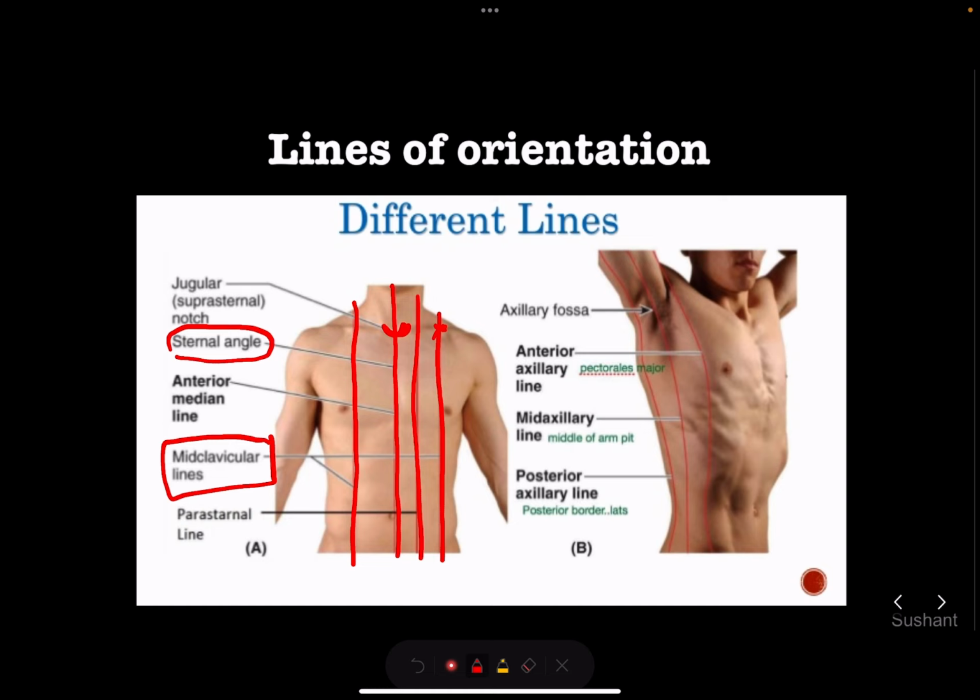These are the lines of orientation which we see in the front of the pectoral region. In the axillary region, we have the anterior axillary line, which is formed by the pectoralis major muscle. And here we have the posterior axillary fold, posterior axillary line, that is basically contributed by the latissimus dorsi muscle. Between the anterior and the posterior axillary lines, there is the mid-axillary line that passes through the middle of the armpit. These are the lines of orientation on the side, that is the lateral thoracic wall, mainly in the region of the axilla.